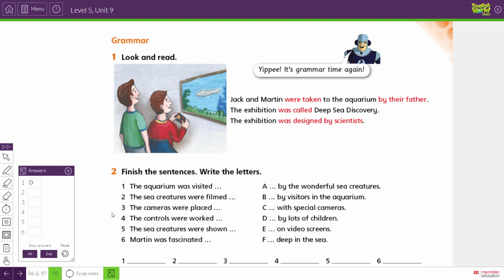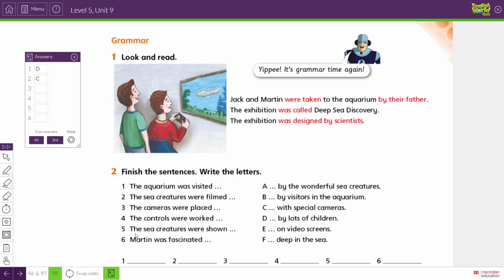Okay, let's move to the second. I'm going to show it. The sea creatures were filmed. Yes, letter C. With special cameras. Okay, we still have 3, 4, 5, and 6, and you only have 1 minute to do it.